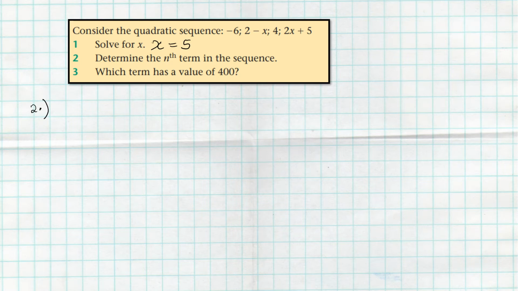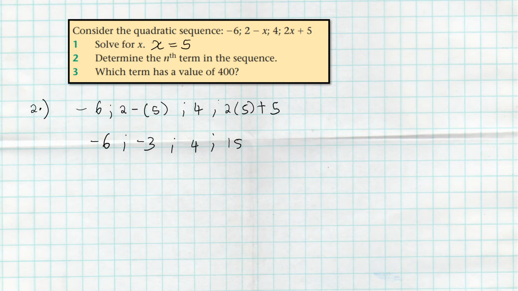Okay. Let's go to number 2. It says determine the nth term of the sequence, right? So before determining the nth term, we can substitute a value of x and we just get the sequence in terms of numbers. Everywhere where there is x, I'm just going to put 5. And let's see how our sequence will be. It's going to be minus 6, 2 minus 5, minus 3. We have 4. 2 times 5, 10 plus 5, 15.